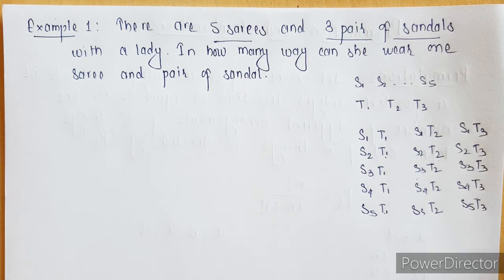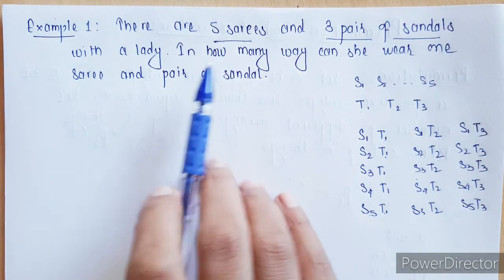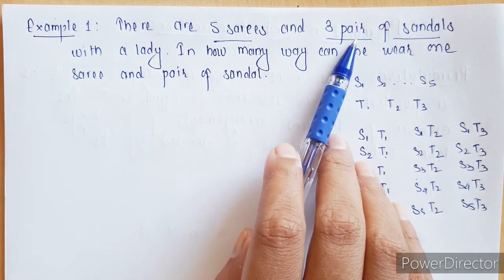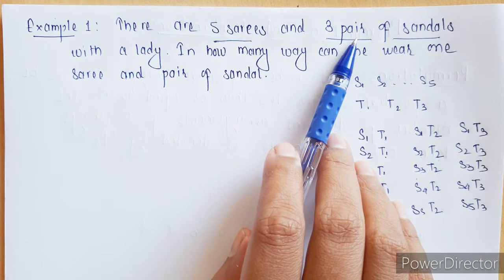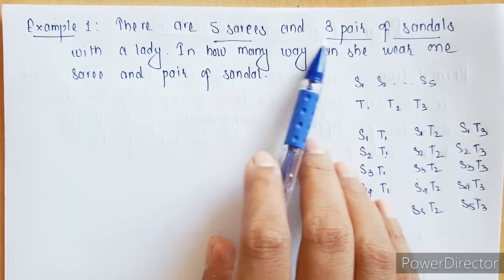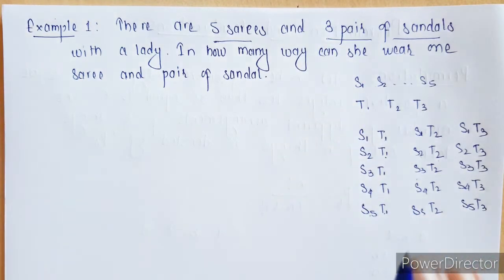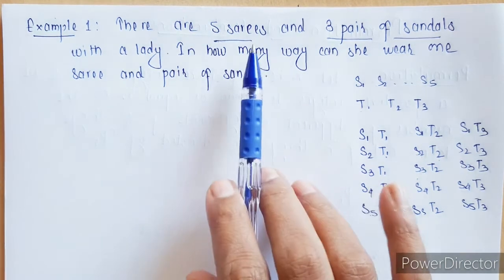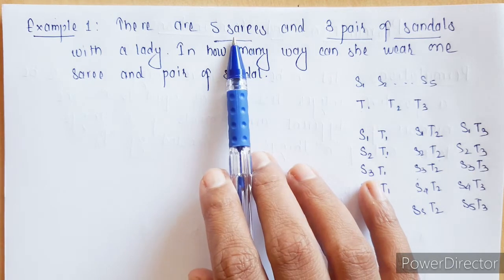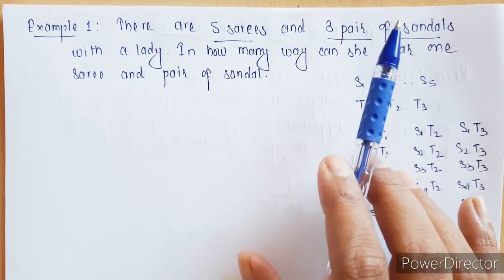So in this case what we do is we use the multiplication principle. There are 5 ways she can wear a sari, and there are 3 pair of sandals, so there are 3 ways she can wear sandals, and they are independent of each other. It doesn't make any difference here, okay? Assuming that there is no combination thing, what we assume here is that wearing these saris and sandals are totally independent of each other.